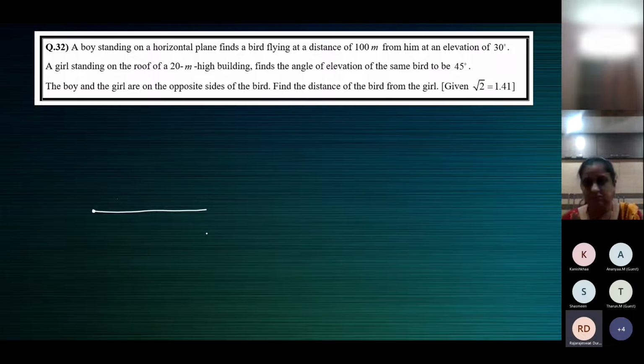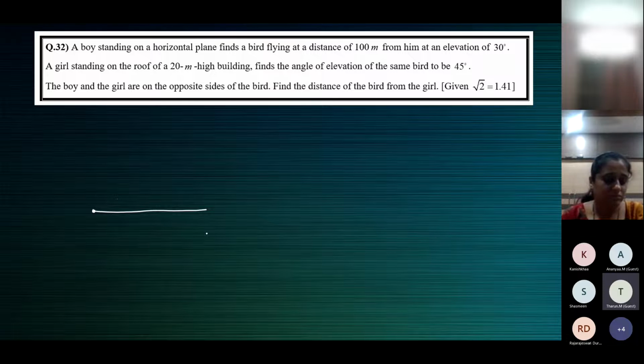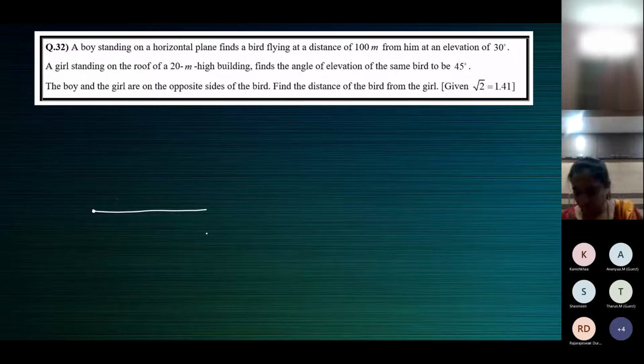Ma'am, I too got the answer. Yeah, what's your answer? 42.3 meters. Before that, it is 30 root 2, is it? I also got the answer. Yes, ma'am. Ma'am, I've just shared the picture. Yeah, I got it from Shreyas. Good. Tarun and Rajeshwari also can share your pictures. Okay, ma'am.